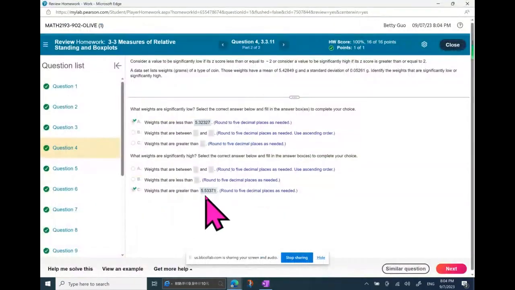And that's the reason you can have this value. How do you get this value? You use x bar plus 2s. Weights that are greater than that are considered significantly high. Oh, sorry. What weights are significantly low? You get this value by using x bar minus 2s. That's the boundary, the critical value that you use to determine if it's significantly high or low.